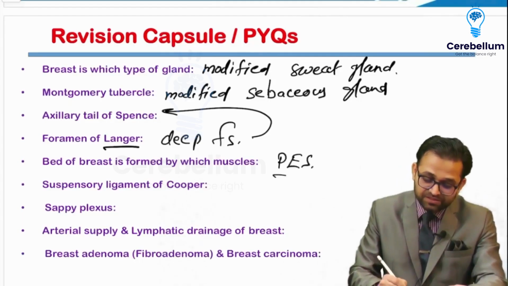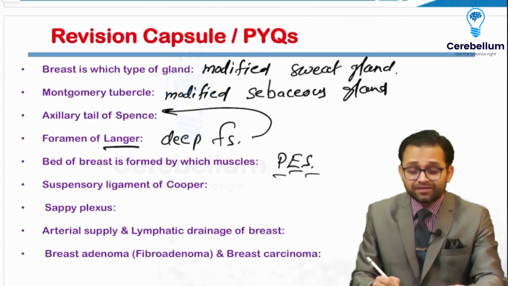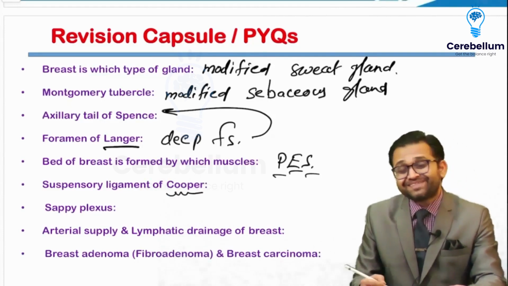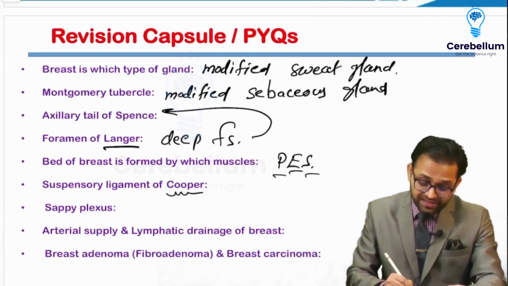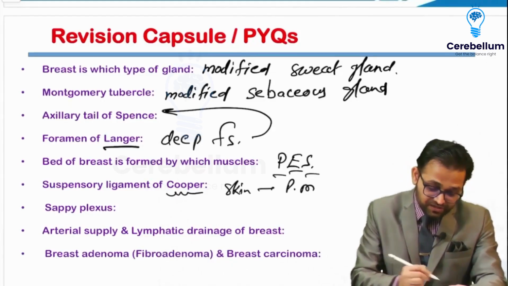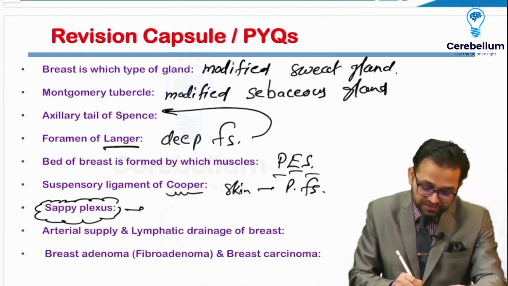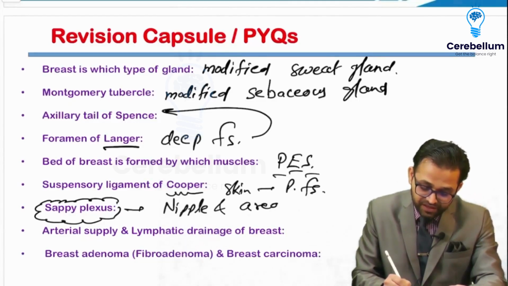PES: three muscles — pectoralis major, external oblique aponeurosis, and S for serratus anterior. Then the suspensory ligament of Cooper is there. Yes, sir. It is joining the skin of the breast to the pectoral fascia. Okay, the subareolar plexus, sir, is the deep lymphatic of the breast, which is draining the nipple and areola.